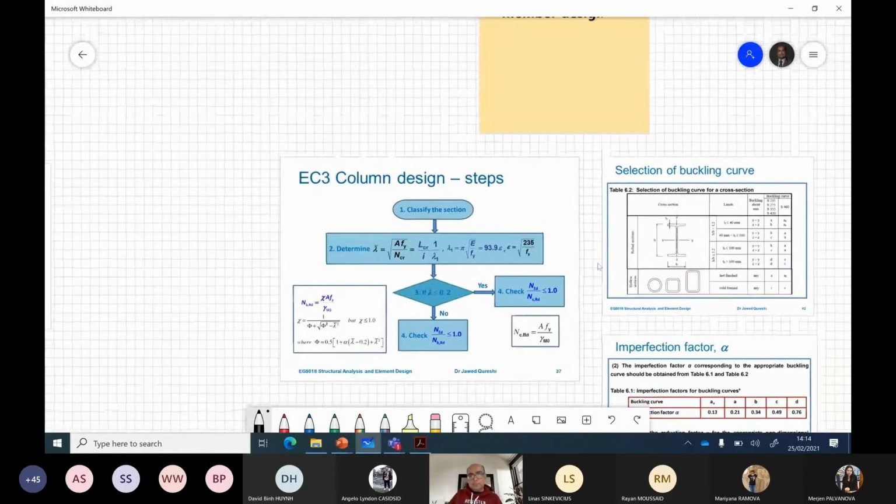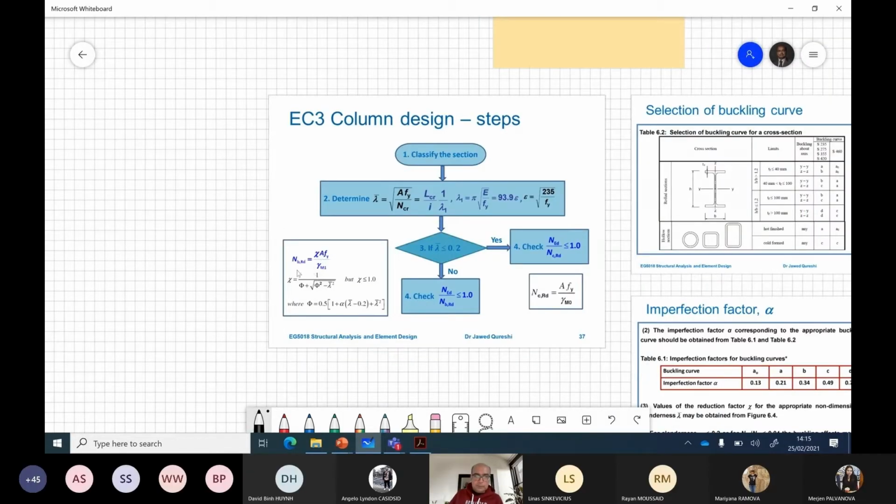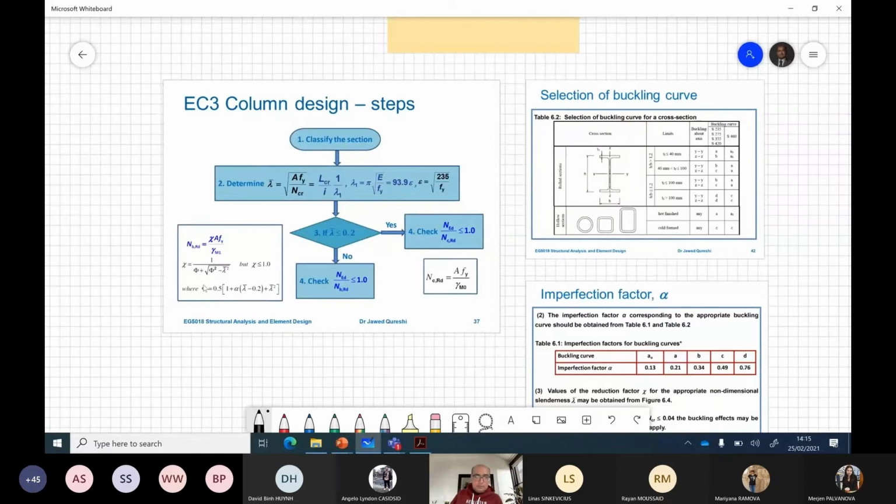In design of columns, we use reduction factor approach to work out NbRd, and we will use a similar approach today in design of unrestrained beams. And then again, as for columns, we need to determine this phi and alpha. For alpha, you need to refer to table 6.1.